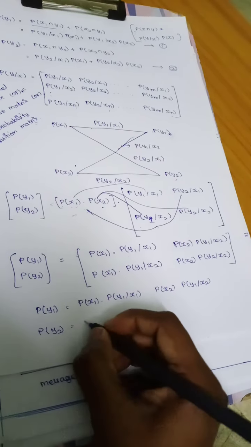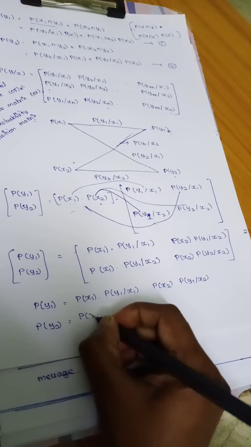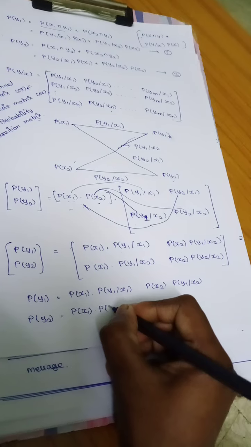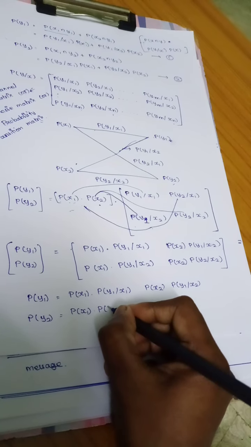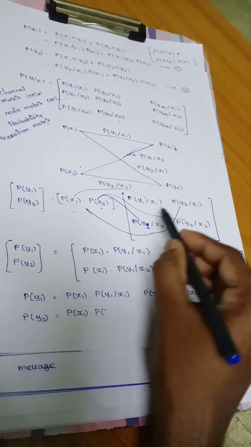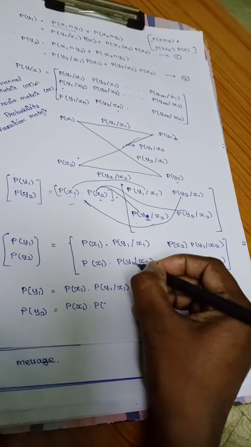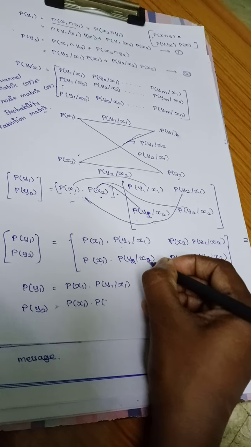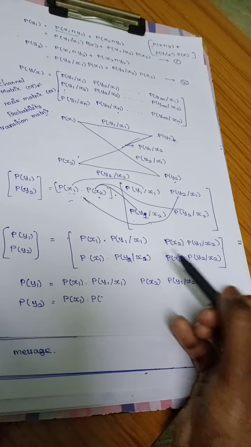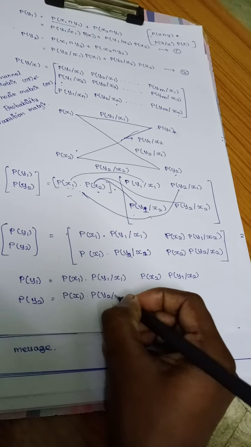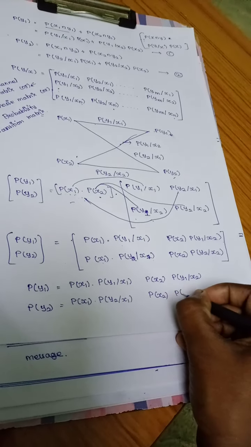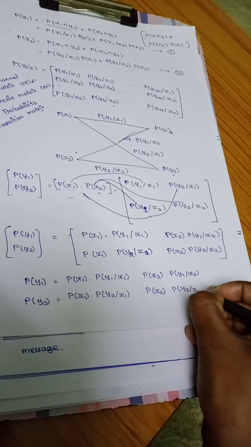And then P of y2 is equal to probability of x1 into probability of y2 divided by x1, plus probability of x2 into probability of y2 divided by x2.